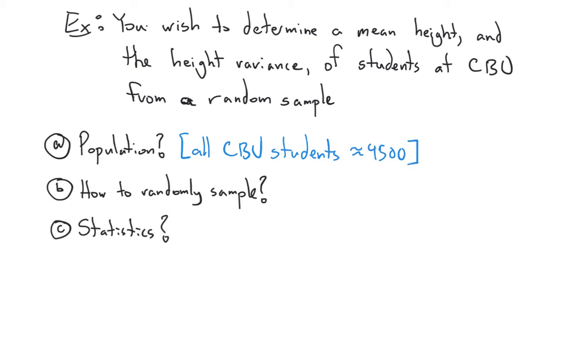Now, how can we randomly sample these? Remembering that an important thing with random sampling is your choices need to be independent and have an equal likelihood of being picked. Can you determine a way of randomly sampling some CBU students? Pause the video and think about that. Okay, now that we're back, maybe if you took all of the names of students and you draw out a sample, a subset of names, so drawing names is one way of doing it.